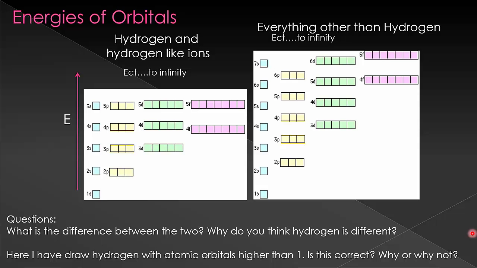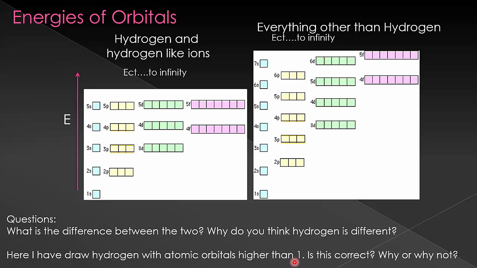Now, I have a couple of other questions down here. Here I have drawn hydrogen with atomic orbitals higher than 1. Now, is that correct? Why or why not? This often comes up on exams. If I ask you to draw a hydrogen or a hydrogen-like ion's electron orbitals up to a certain level, many people will stop at 1.